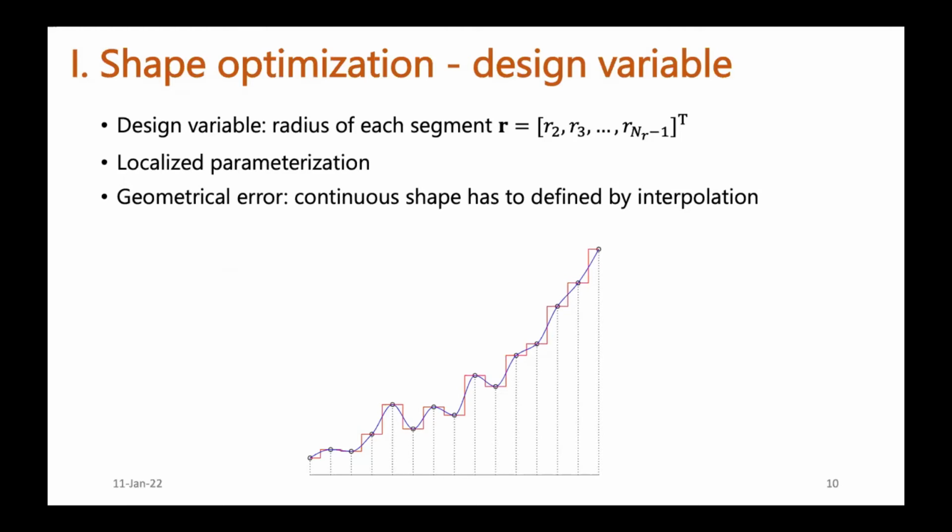But in practical manufacture, we need a continuous one. So the continuous shape is manually created using, for example, interpolation. So there would be a geometrical error, but as long as we take a large number of variables to simulate the continuous shape, the error can be small.